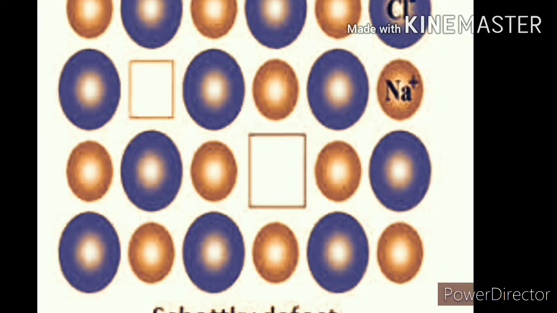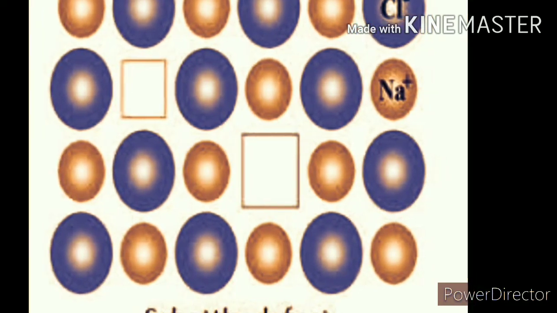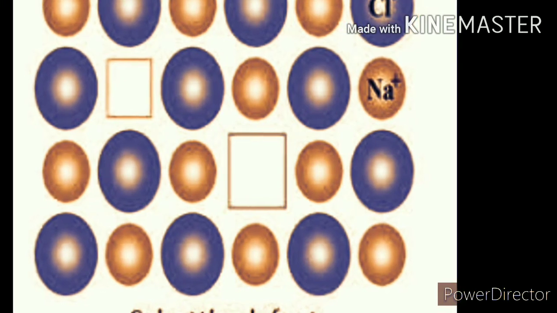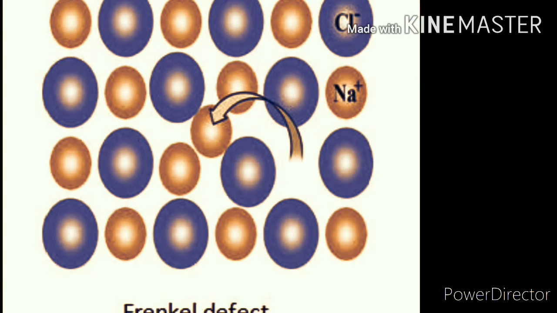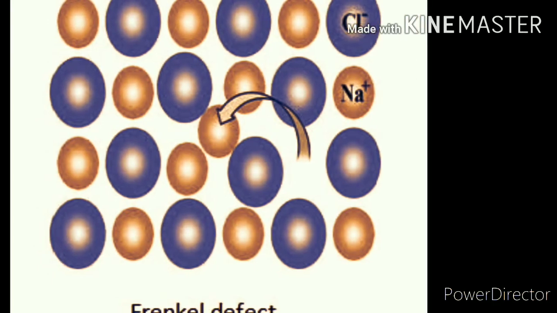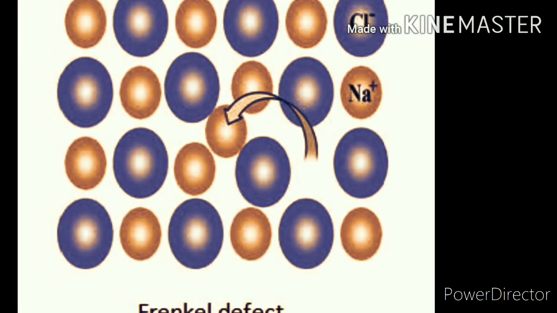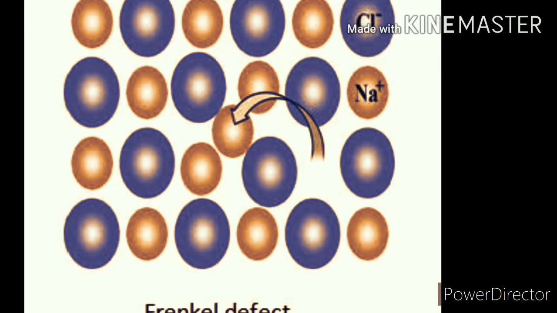Such type of defect occurs in solids where the cations and anions are of nearly equal sizes. This is the first factor, and the second factor is that the coordination number of such solids is high.